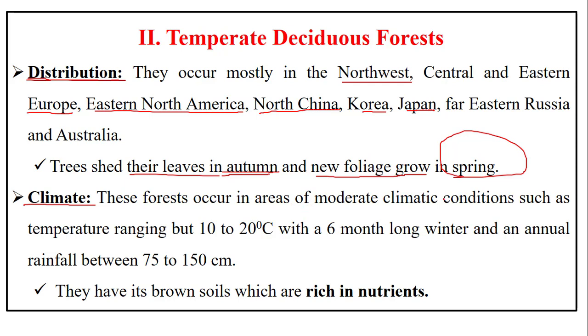So when we see the climate, those forests occur in areas of moderate climate conditions such as temperature ranging between 10 to 20 degrees centigrade with 6 months long winter seasons and annual rainfall between 75 to 150 centimeters. They have their own soil. The soils of these temperate deciduous forests are rich in nutrients. It is very fertile and rich in nutrients.